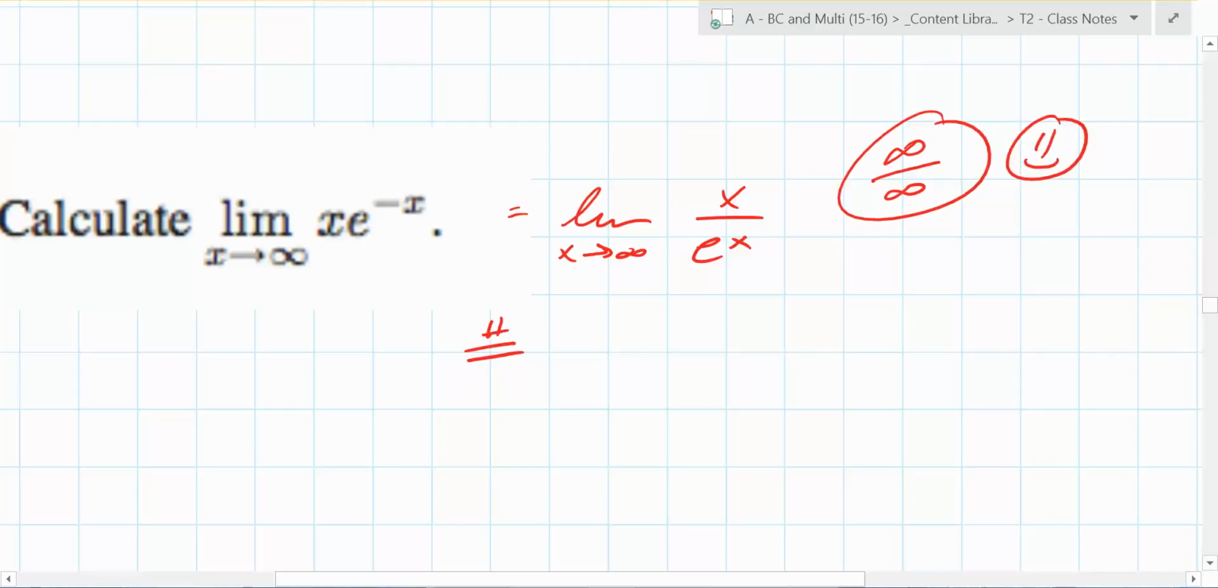That was the H with over and equal signs. H, I'll make it a little bigger. So you end up with the limit as x goes to infinity of 1 over e to the x. So what is it going to be? 0. Yeah, it's nice. This was a nice one.